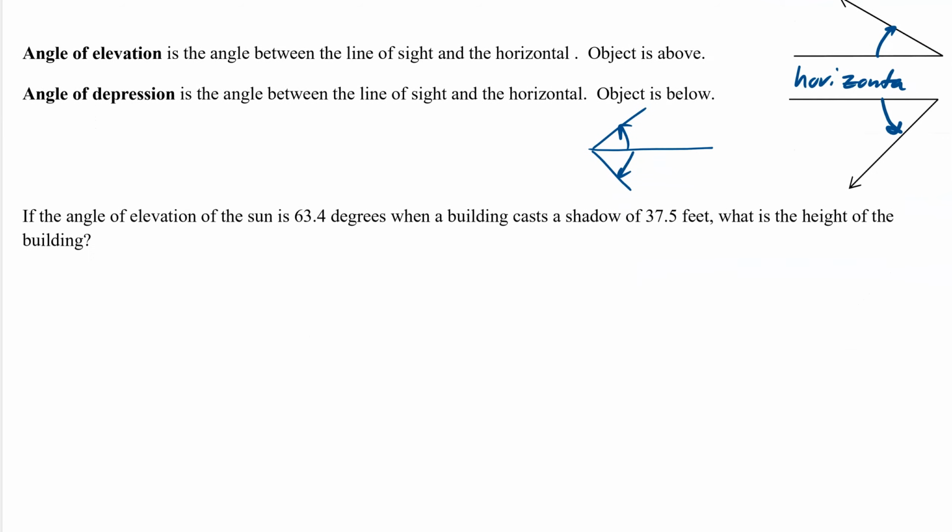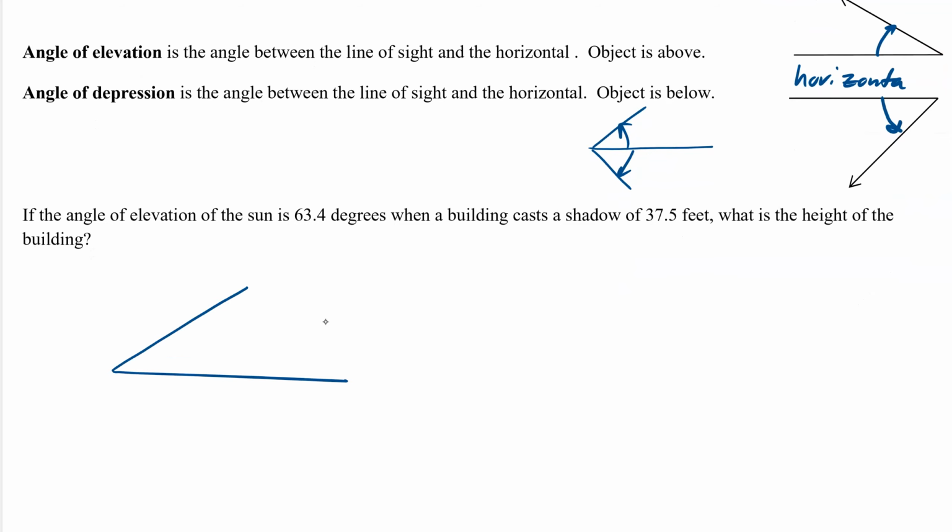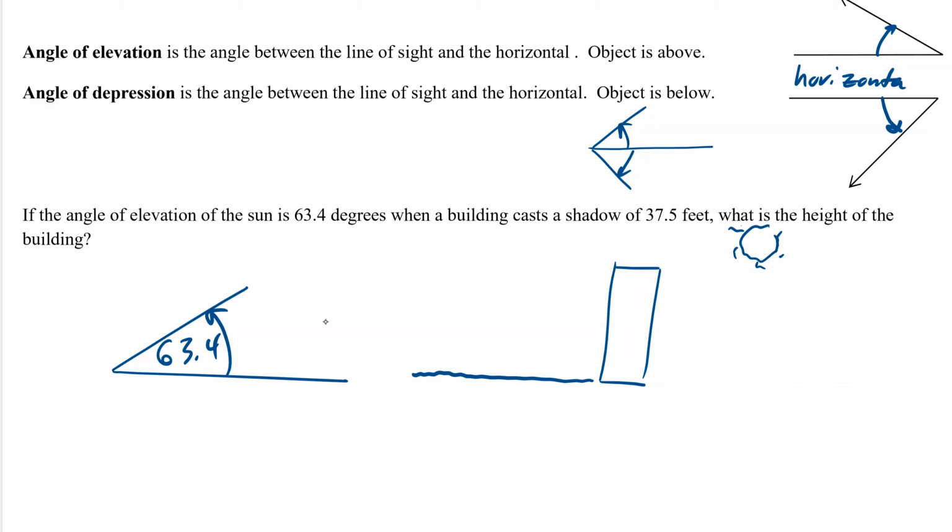So it says if the angle of elevation, so we draw a line, we go up, is 63.4. This is an elevation angle. When a building casts a shadow of 37.5 feet, what is the height of the building? So you have some building, and it's casting some shadow here. And it sets the elevation of the sun. Well, if you think about it, our sun is sitting up here, right? It's putting off heat like that. So as it comes down, it hits right there. So the angle of elevation of the sun is 63.4.